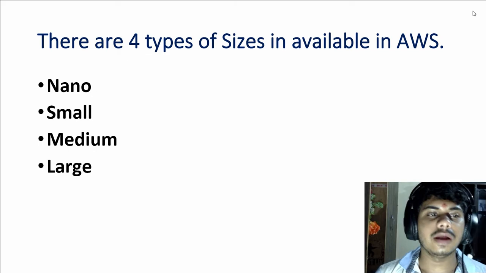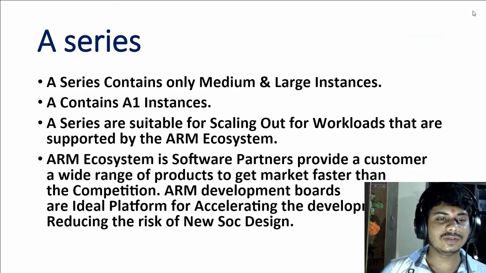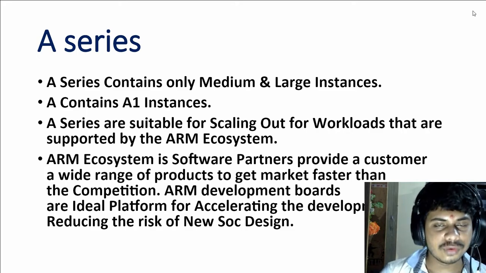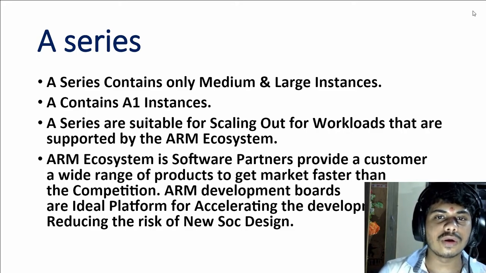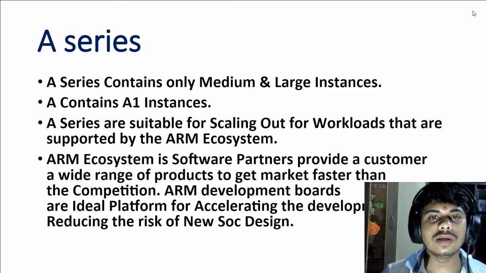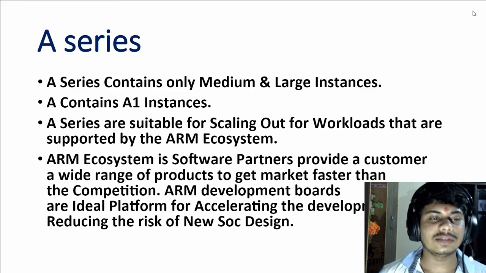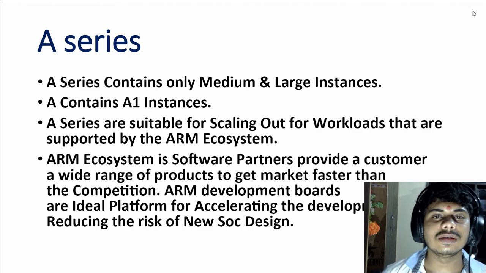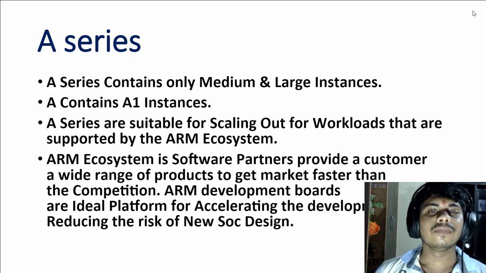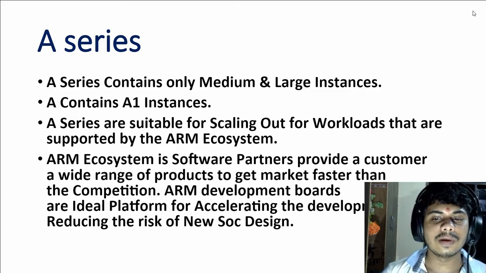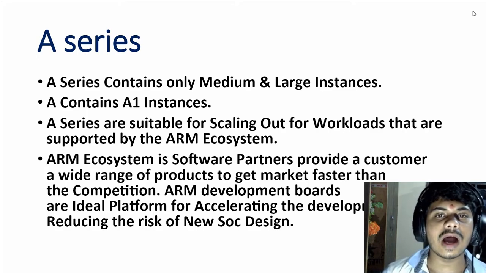Now move ahead. So what is the A series? The A series contains medium and large instances only. You have to note down in your notes that the A series only contains medium and large instances. It does not contain nano and small instances. So that is a point to be noted. And A contains the A1 instance, and A series are suitable for workloads that are supported by the ARM ecosystem.